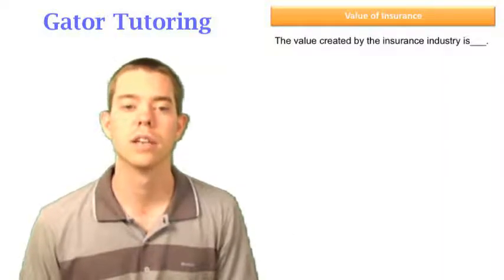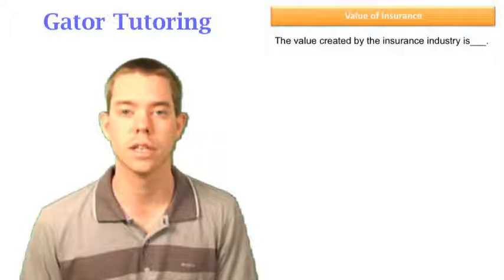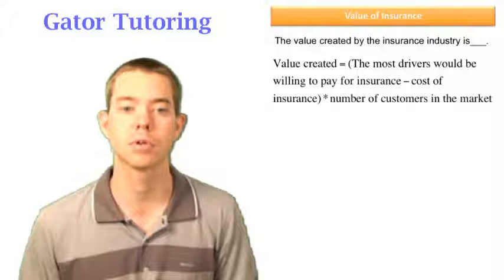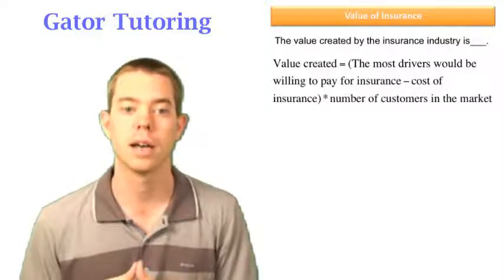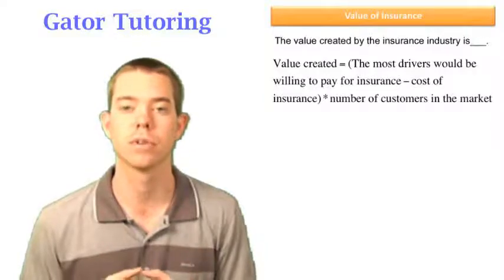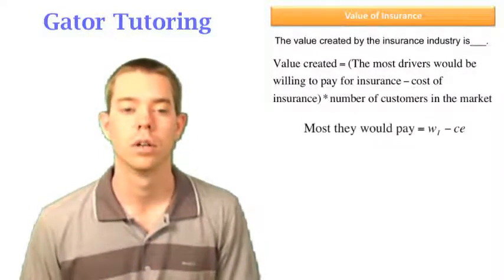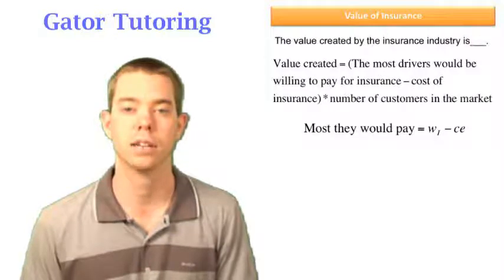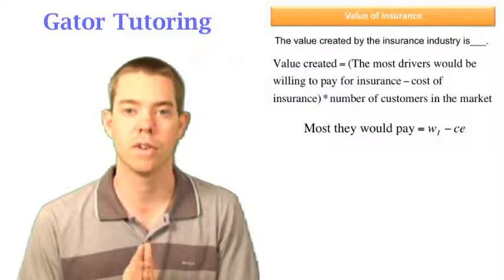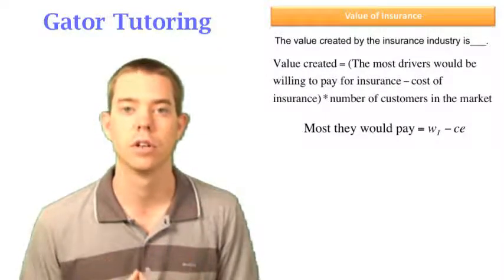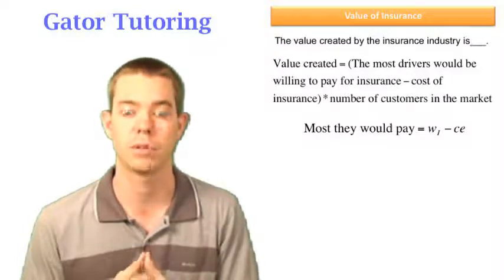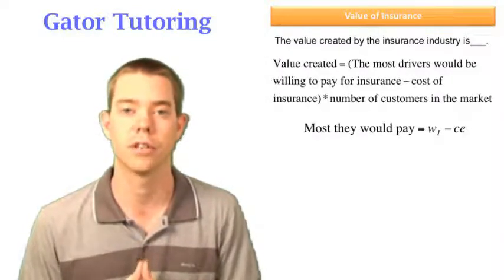The last question says, the value created by the insurance industry is blank. Well, the value created is equal to the most that drivers would be willing to pay for insurance minus the cost of insurance, or the price they actually pay for insurance, times the number of customers in the market. The most they would pay, we find that by looking at their certainty equivalent, because we know that if they're willing to accept, we found the certainty equivalent was $85. So they're willing to accept $85 right now and not take any risk at all. That was based on their preferences and their utility function.